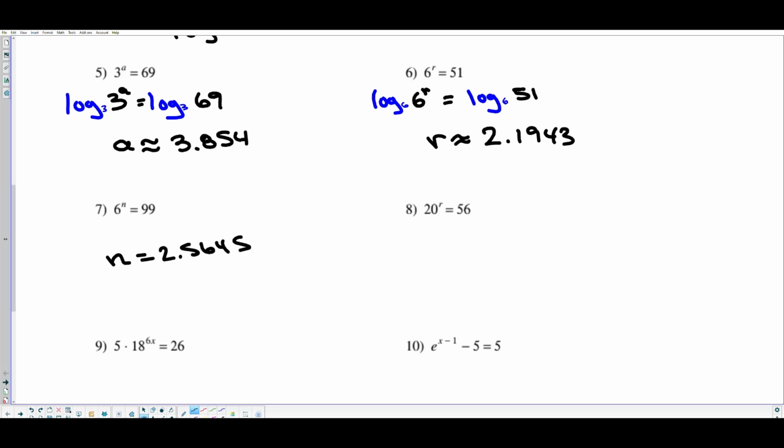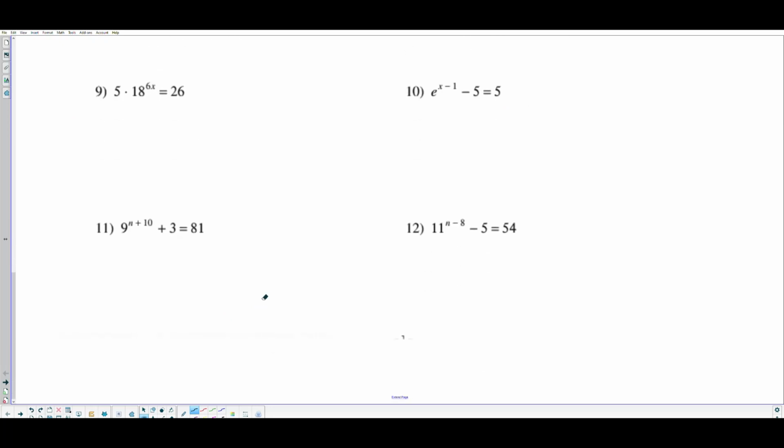Okay, number 8. Same thing. Going to end up getting 1.3436. And again, you can see how I did that. Once you get familiar, you get r approximately, and n approximately equal to 1.3436.